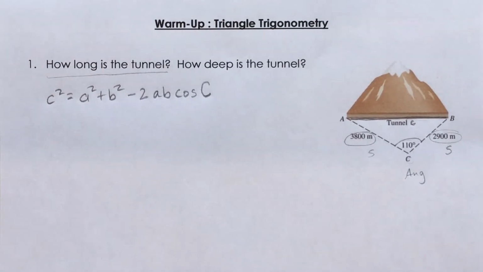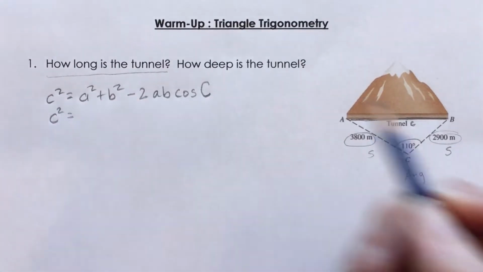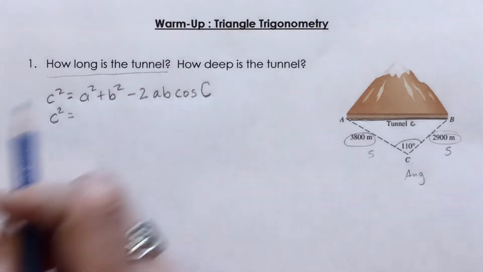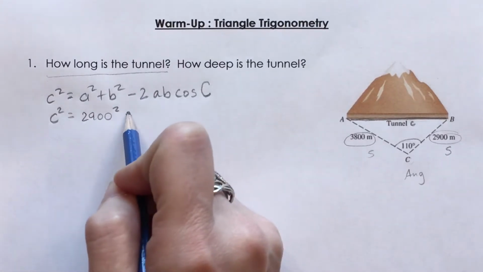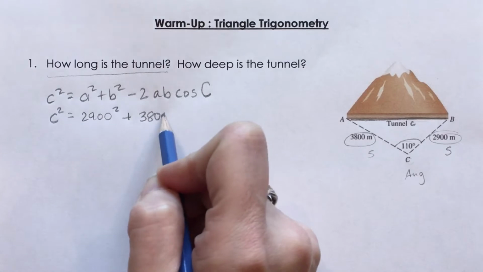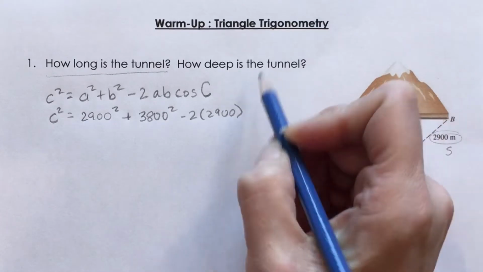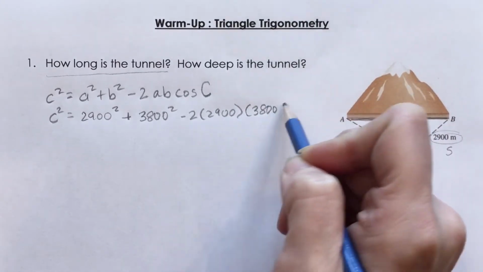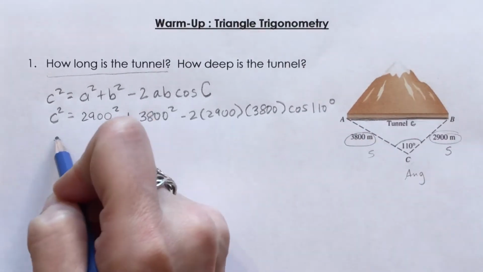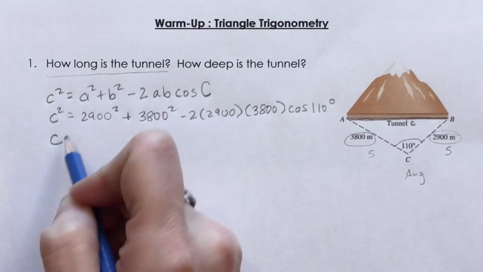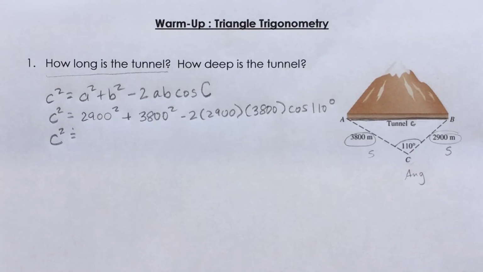Actually, I didn't need to write the formula out, but it's a good review from yesterday. Now we can substitute in. In our case, little a happens to be 2,900 squared plus 3,800 squared minus 2 times 2,900 times 3,800 times the cosine of the angle between them, which is 110 degrees. So some of you will be able to go straight to the length of side c. Some will still use this middle step where we find c squared on our calculator.